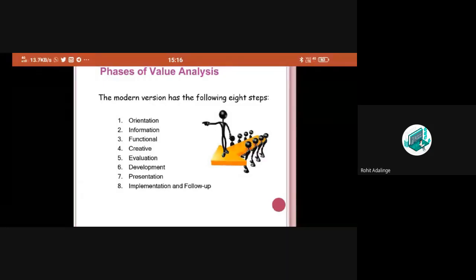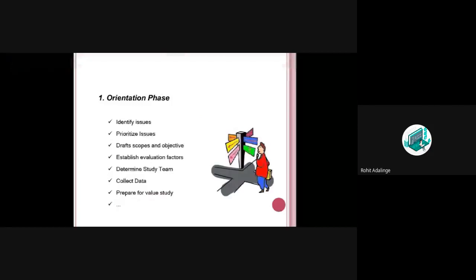First one, orientation. Okay, so we'll write directly. Orientation. In that, write down orientation phase. In that, identify issues. Second one, prioritize issues.